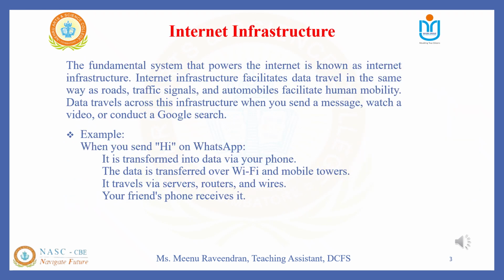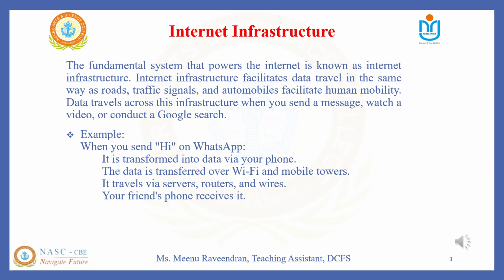Now let us understand Internet infrastructure. Internet infrastructure is the collection of physical and digital systems that make the Internet function. Think about traveling from one city to another. You need roads, bridges, traffic signals, and vehicles. Similarly, data requires cables, routers, servers, and Internet service providers to travel from one device to another.